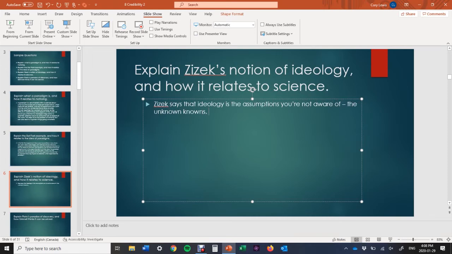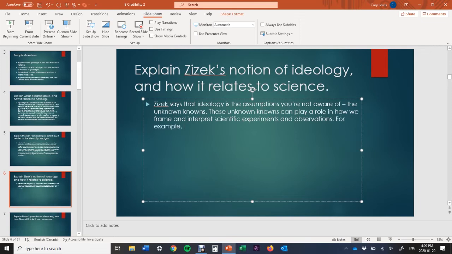Yeah. How does it relate to science? So this is a wide open question. I talked a lot a week ago about ideology in science. So you might talk about how these unknown knowns can play a role in how we frame and interpret scientific experiments, observations, let's say.